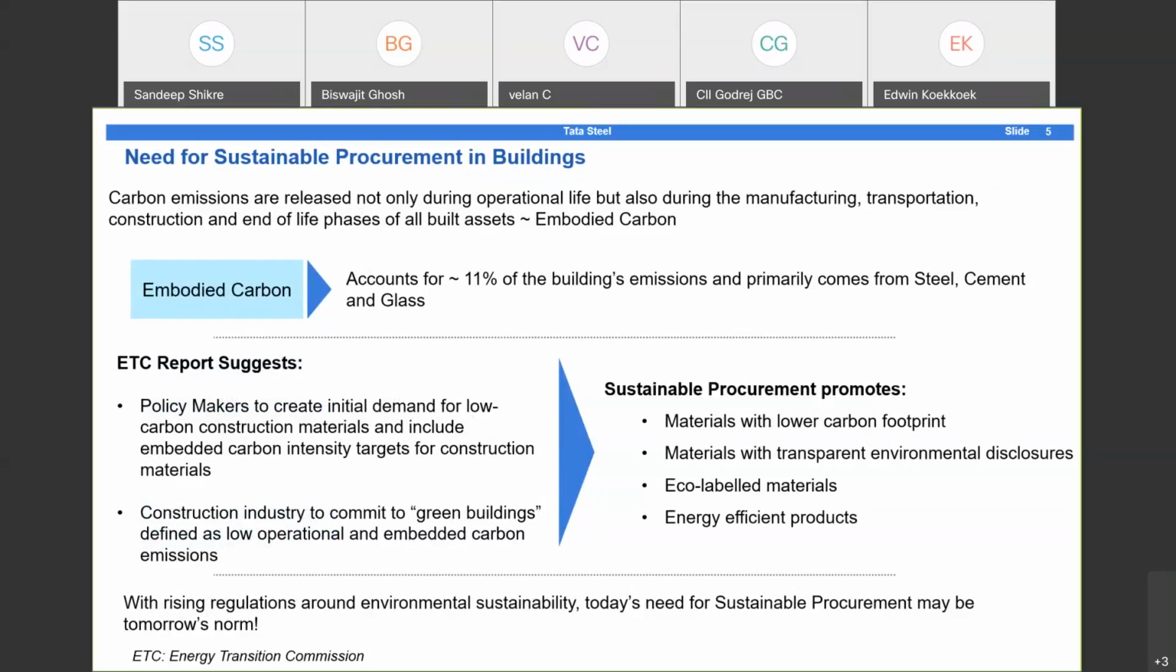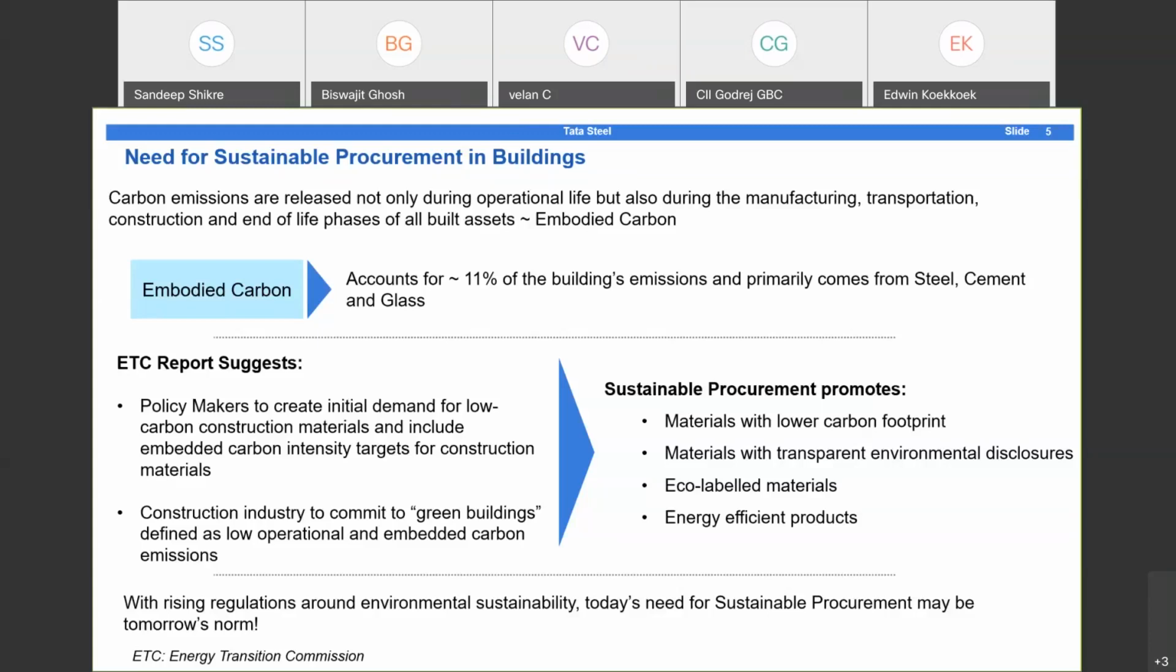The Energy Transition Commission report suggests that policymakers create initial demand for low carbon construction materials, and that the construction industry commit to green buildings, which are defined as having low operational and embedded carbon emissions. Therefore, sustainable procurement has to promote materials with a lower carbon footprint, materials with transparent environmental disclosures, eco-labeled materials, and energy-efficient products. So, with rising regulations, sustainable procurement will become the norm for tomorrow. It will be absolutely necessary and important.